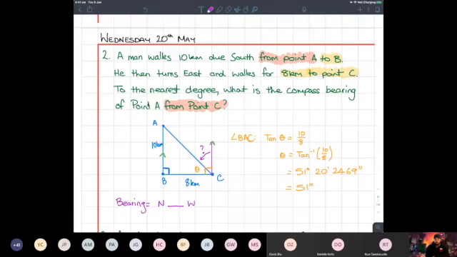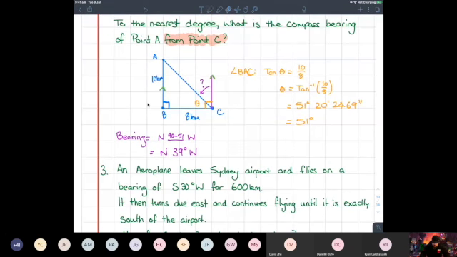Our bearing is just going to equal 90 minus 51. So 90 minus 51 is going to be north 49 degrees, not 49. North 39 degrees west. Was that okay? Yes, it is. Sorry, my bad. Thank you, Grace.